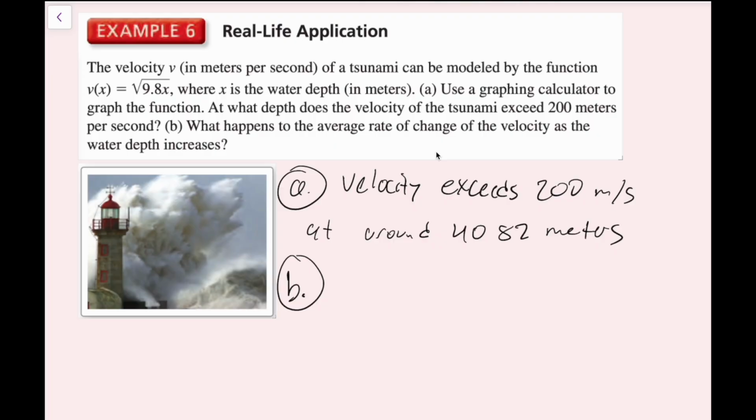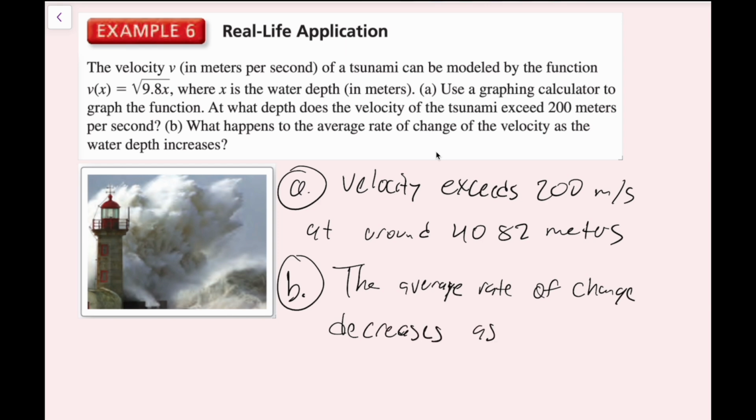So if I go over here, what happens to the average rate of change of the velocity as the water depth increases? The average rate of change decreases as x increases. So I finished both parts of this question, and now we're done.